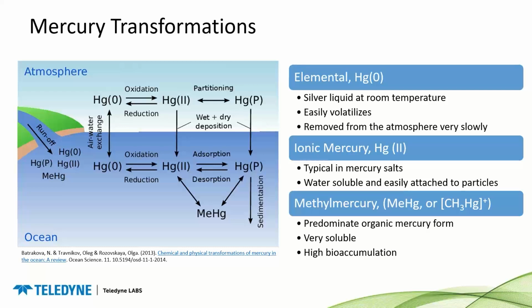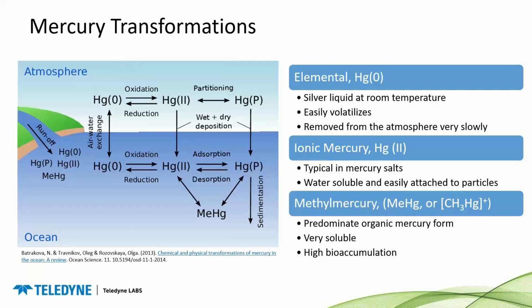Different mercury species have different physical and chemical properties. Each species also has different mobility, bioavailability, and toxicity. Elemental mercury, mercury 0, is a silver liquid at room temperature. This is what most people picture when they think of mercury, but it's actually one of the least common forms. It's not typical for most people to come in contact with pure liquid mercury. The danger of elemental mercury is actually its vapor form. It easily volatilizes and is removed from the air very slowly, so it makes it an inhalation hazard.